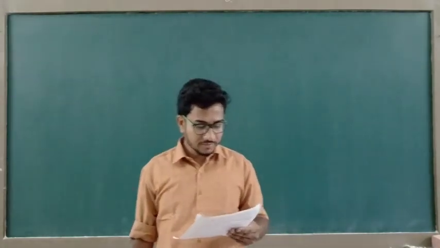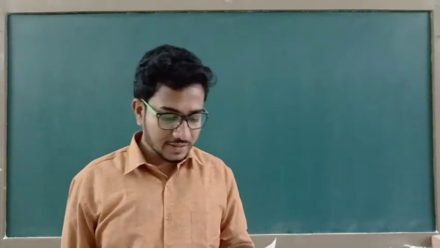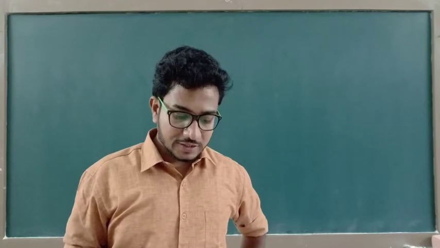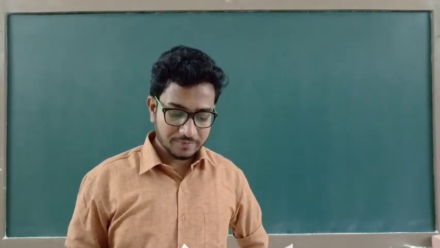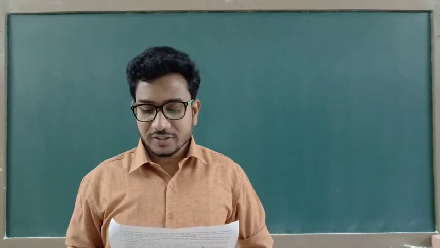Now the sixth one: a beam of light consisting of two wavelengths, 650 nanometer and 520 nanometer, is used to obtain interference fringes in Young's double slit experiment. They are asking to find the distance of the third bright fringe on the screen from the central maximum for wavelength 650 nanometer. And in the second case, what is the least distance from the central maximum where the bright fringes due to both the wavelengths coincide?